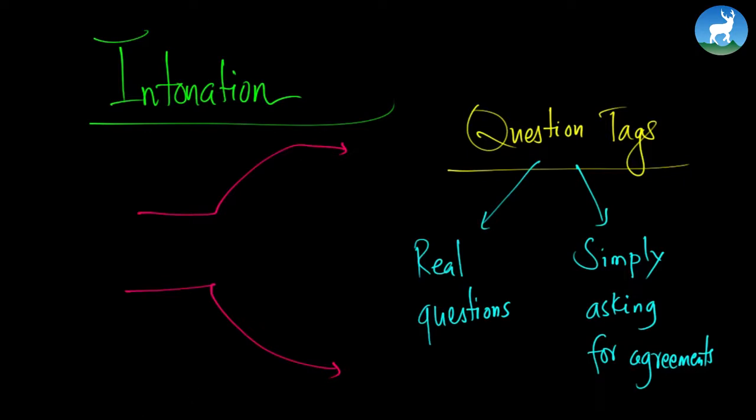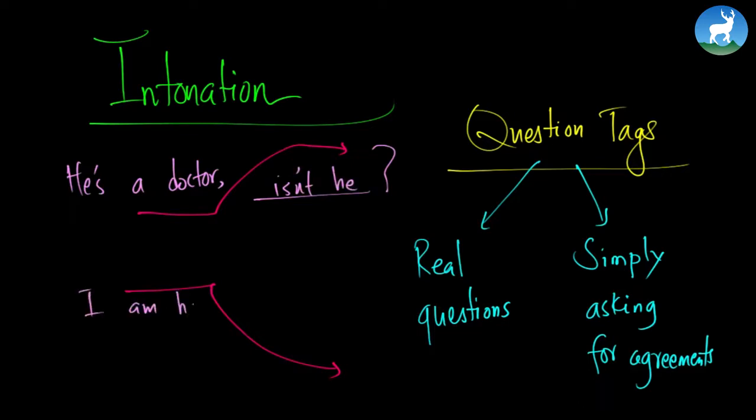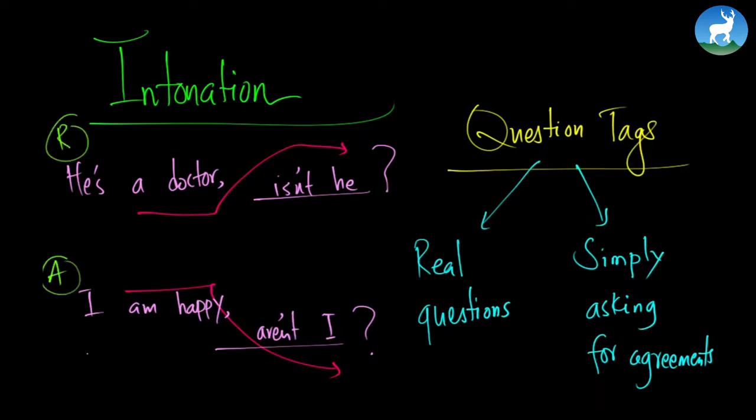Let's write a couple of examples. He's a doctor. So what is the question tag? Isn't he? I am happy. Aren't I? So the first question is a real question. This is a question simply asking for agreement. So in the first case, he's a doctor, we need information, so the tone rises.